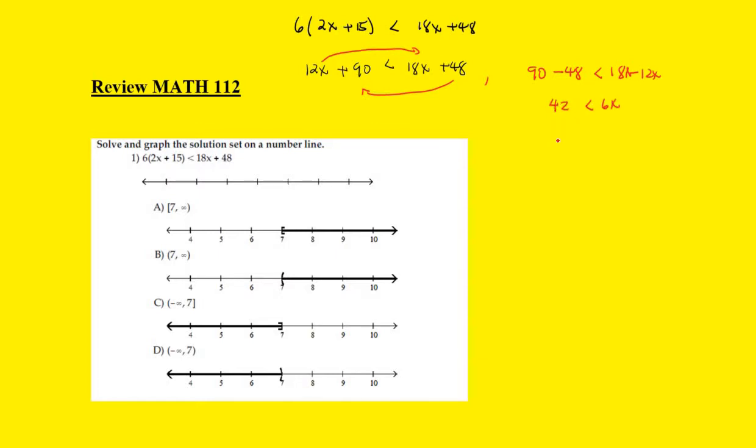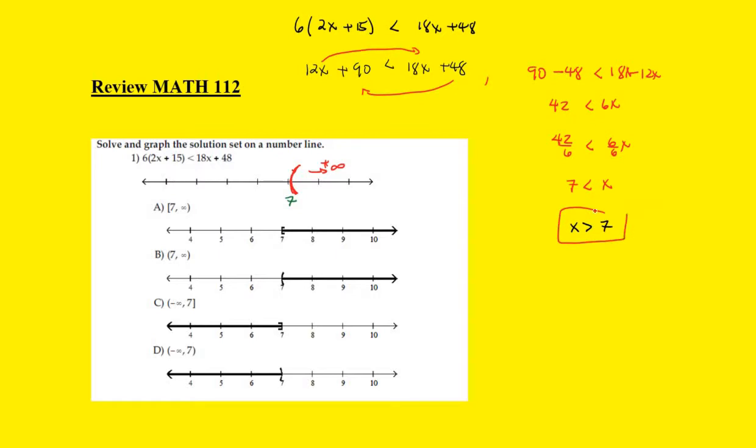We divide both sides by 6: 42 divided by 6, smaller than 6x divided by 6, and we get that 7 is smaller than x. But for us it's much easier reading from left to right, so it means x is bigger than 7. Then you go to the number line and put the 7, and all these numbers that count are bigger than 7. Let's put a parenthesis, and it goes all the way to plus infinity. So here we have the solution for this one.